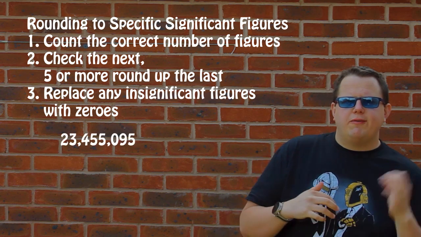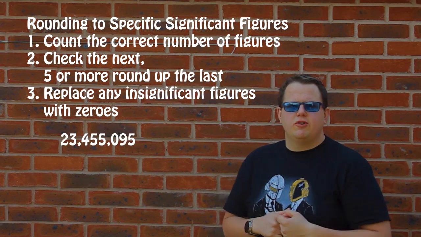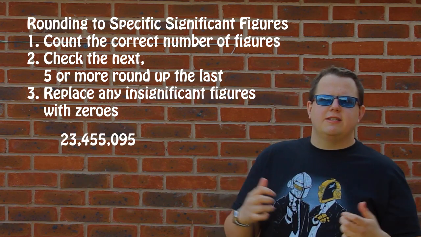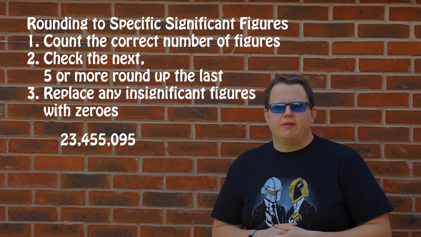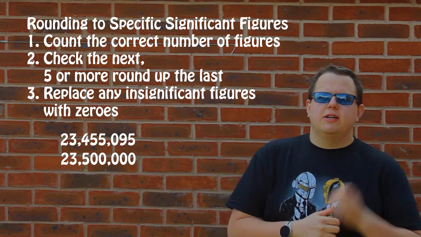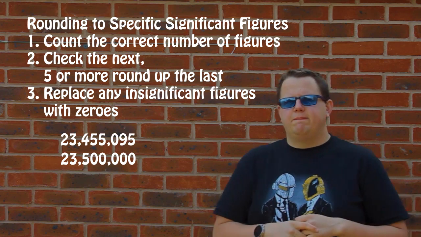Okay, so we've got 23,455,095. If we want to make that 3 significant figures, it's going to be 23.5 million.